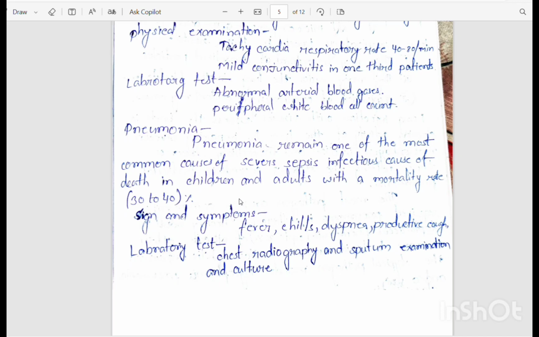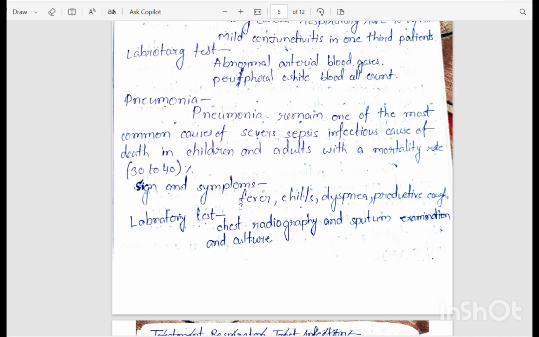The signs and symptoms of pneumonia are fever, chills, dyspnea, and productive cough. If a person suffers from fever and has a productive cough for a long time, then the person is suffering from pneumonia, which is very dangerous. The diagnostic tests for pneumonia are chest radiography and sputum examination and culture.